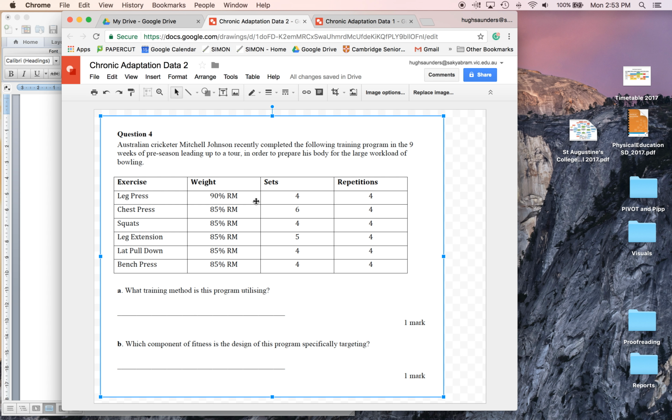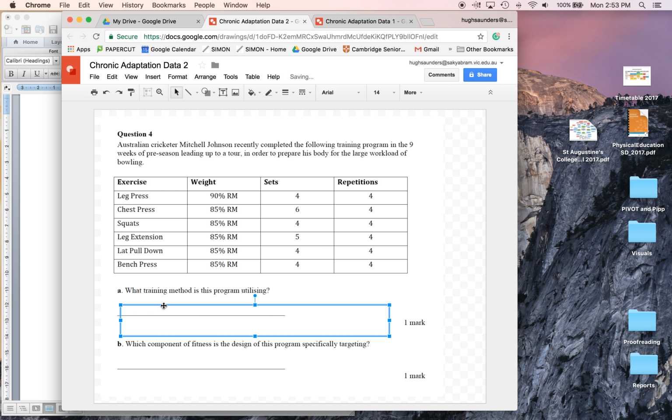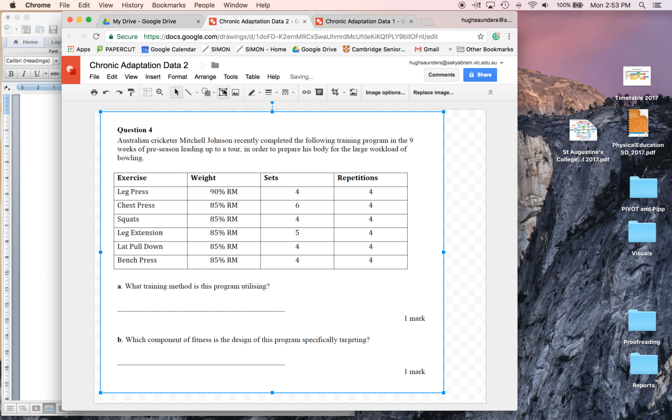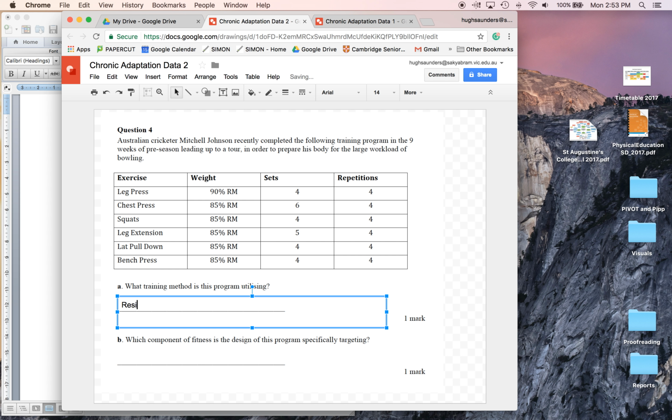For the second example, you might get an example of a training program or a training session using one of the training methods. Here we've got a question around Mitchell Johnson in a 9-week preseason leading up to a tour. We've got exercises here, as you can recognise them, with weight, sets and reps. The first question asks what training method this program is utilising, and we're obviously going to say that it was resistance training or weights training. That's fine for that answer for 1 mark.